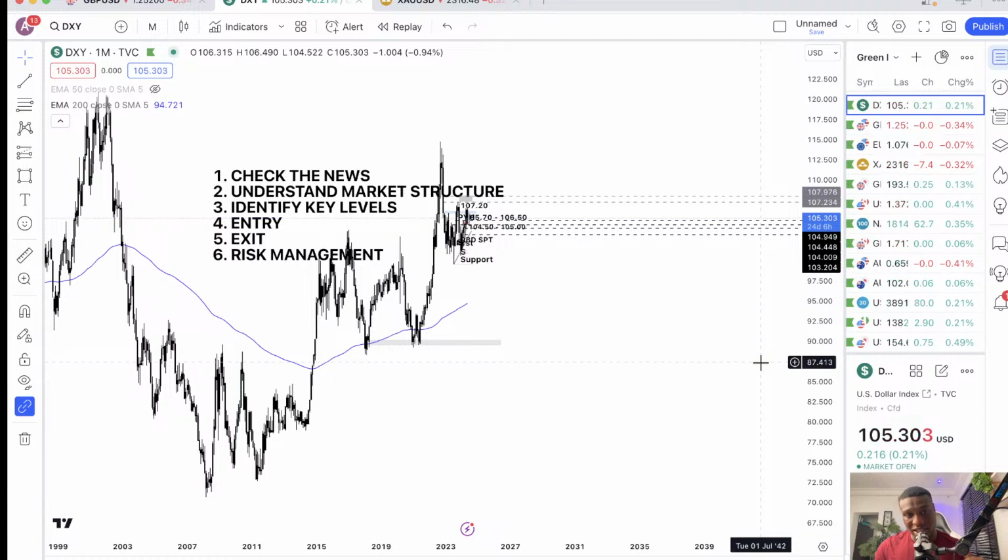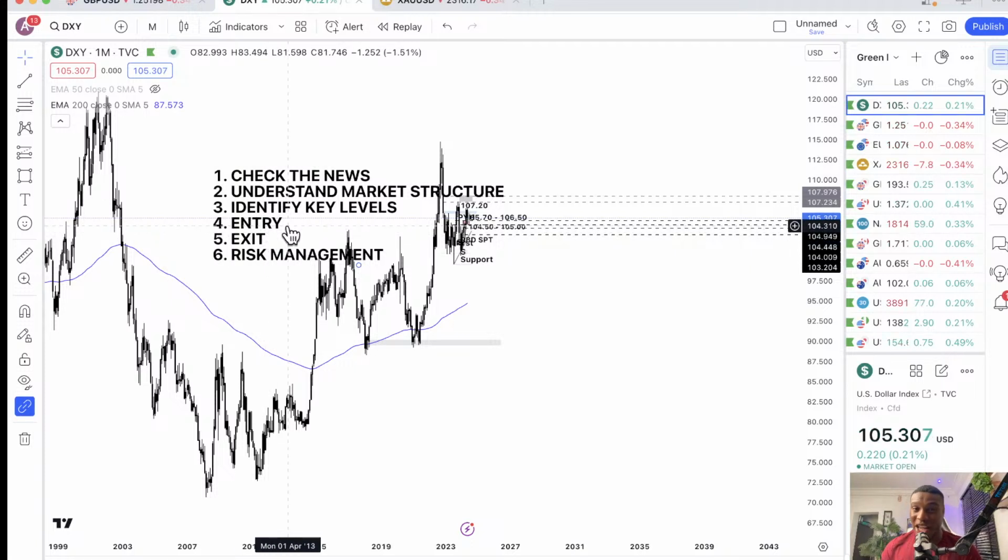Where do you want to enter the trade? Very important. These 6 steps are to be used before execution. So you're not going to identify your key level and enter the trade and start looking for your exit. No, you identify your entry point. This is where I want to enter the trade. This is where I want to exit this trade. And this is the risk management strategy that I'm going to use. This is my risk to reward ratio.